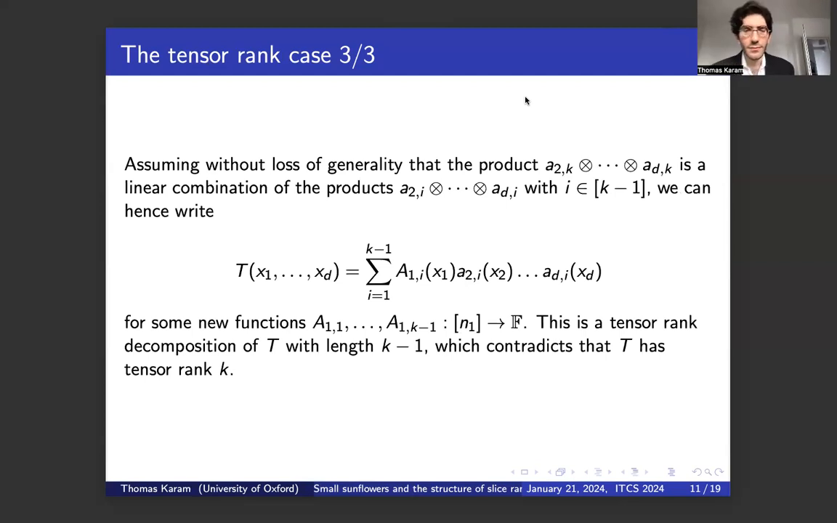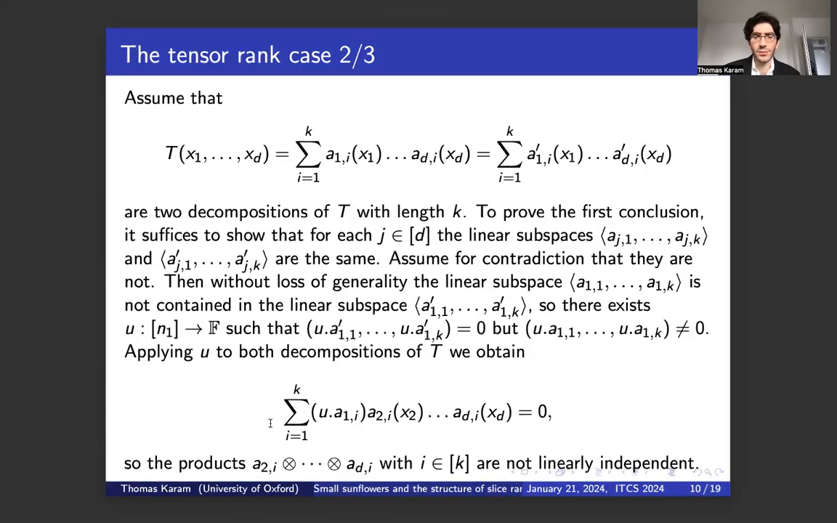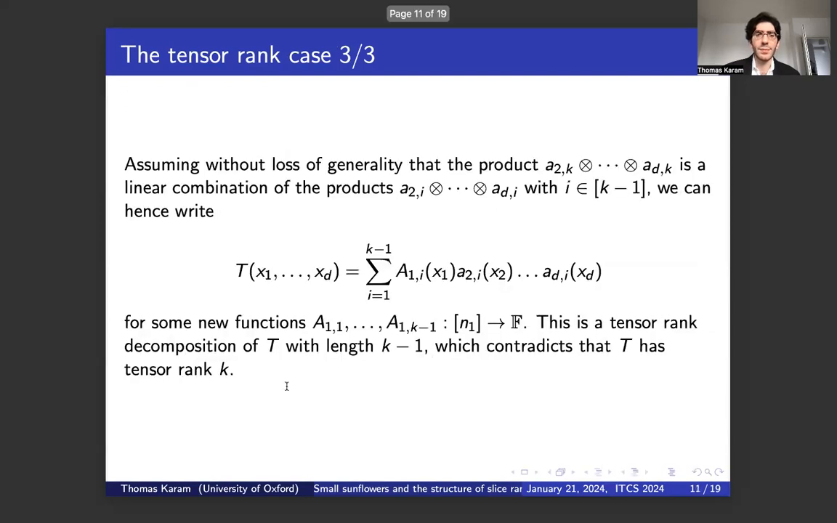Right, so here what I've written is the details of why you get a contradiction if you don't have linear independence. It's because if one of these functions is a linear combination of the other ones, then you can write, as I've said, a tensor decomposition with smaller length. And how do you write it with smaller length? It's because you just have these new functions, capital A1i.